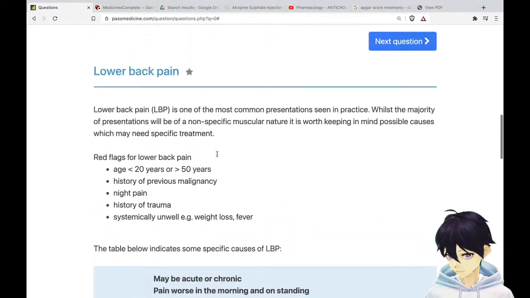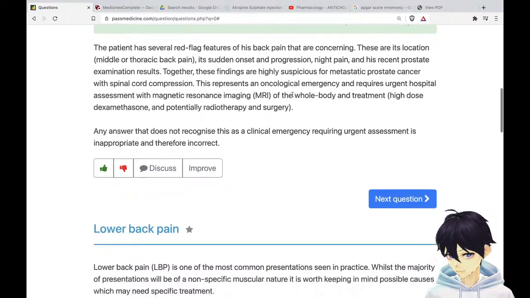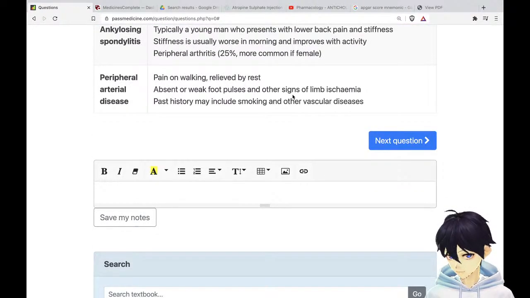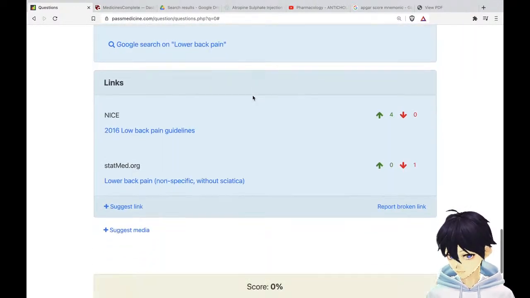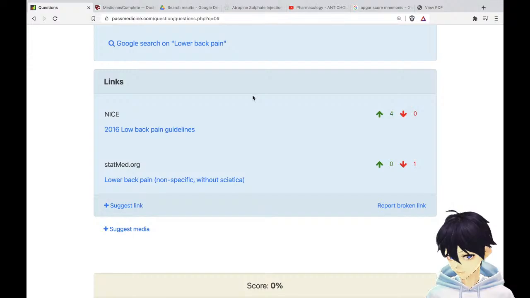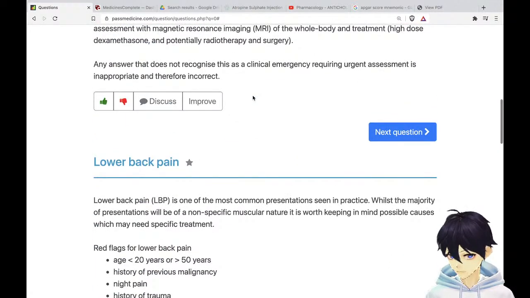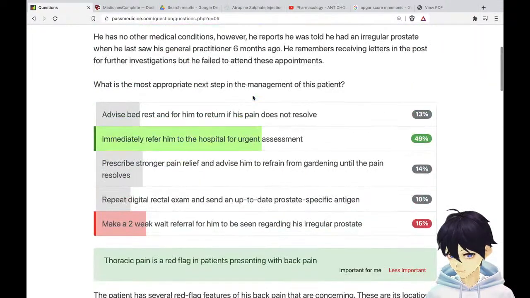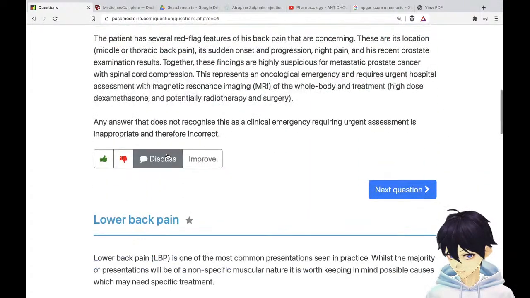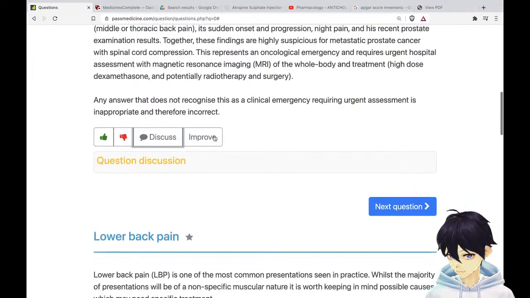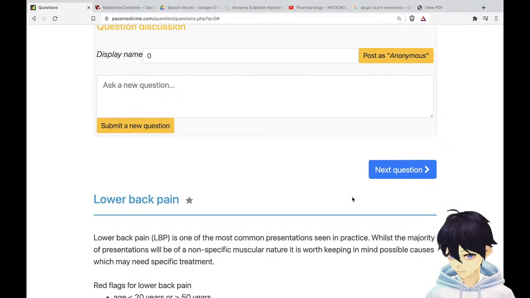There's no mention about how this could be spinal cord compression. Oh well. Is there any discussion? Nobody. Never mind. Next question.